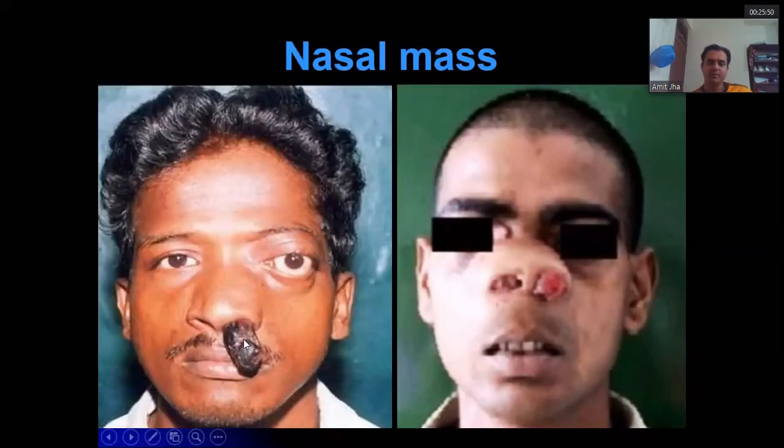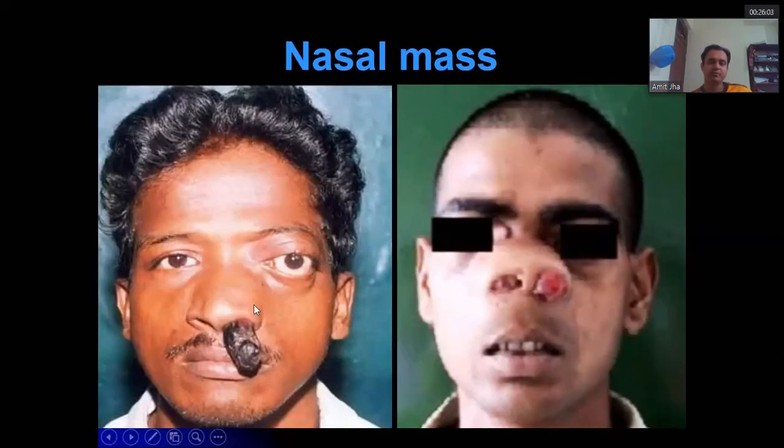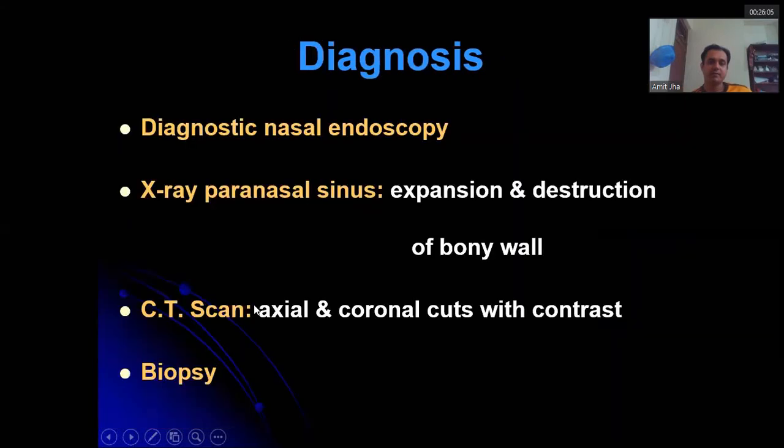Right? So masses can appear like this. They can appear in any form. Diagnosis, right? In masses like this, you cannot pass the endoscope here, because it is occluding the nasal cavity. But there are some small masses in the early phases where you can do a diagnostic nasal endoscopy, and you can suspect or make a diagnosis of the disease.